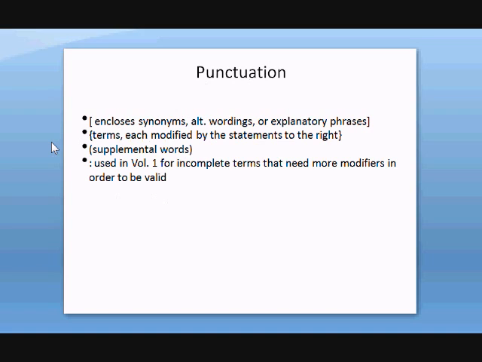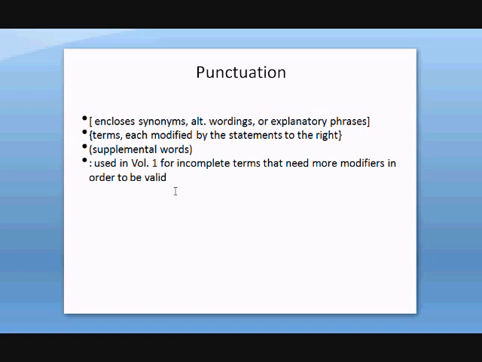Some additional conventions here. When you have the bracket, the bracket essentially will hold synonyms or like words, words that are similar. Or it can even give you an explanation. Typically, this is not something that would change the meaning of the code that you're looking for, but it can give you further explanation.